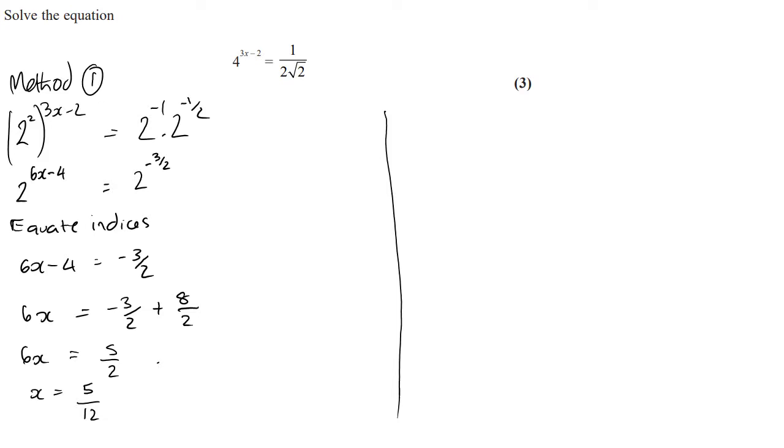The second method, method 2, would be to take logs of both sides. It doesn't matter which base you use for this, however, you have to be consistent. So if you take base 10, then they both have to be base 10. On the calculator, you have log, which is base 10, ln, which is the natural log using e, and then there's another log button where you can put in whatever base you want.